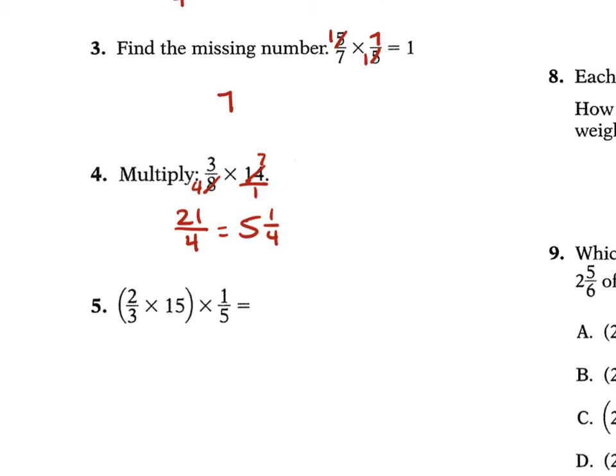For 5, we have 2 thirds times 15 times 1 fifth. We're doing what's in parentheses first, so we can put the 15 over 1. The 3 would become a 1. The 15 becomes a 5. So that's just 2 times 5, which is 10, times 1 fifth, or 10 divided by 5, is 2.